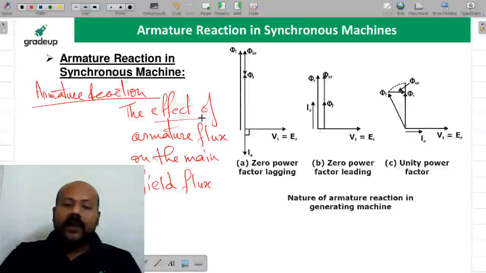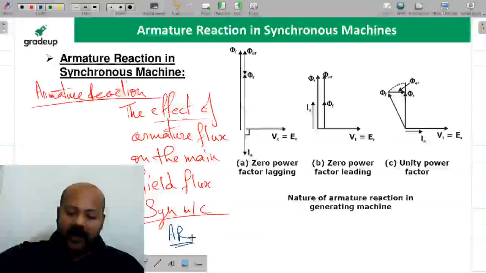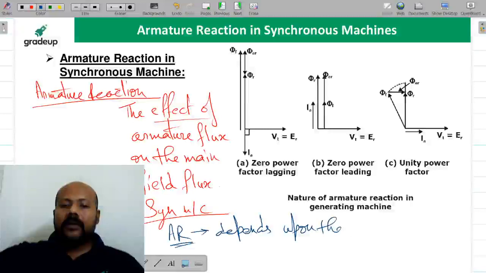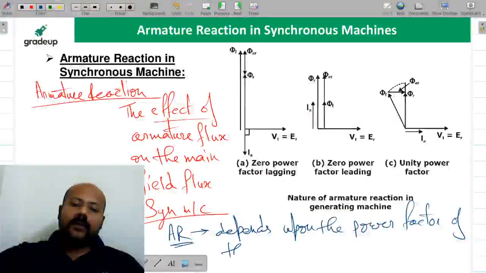100% clear? Second important point. For a synchronous machine, this effect of the armature reaction, I am writing armature reaction as capital A, capital R. Armature reaction depends upon the power factor of the load connected.